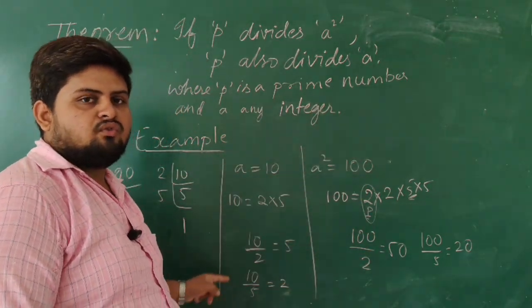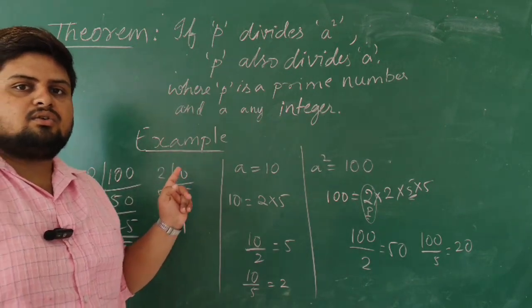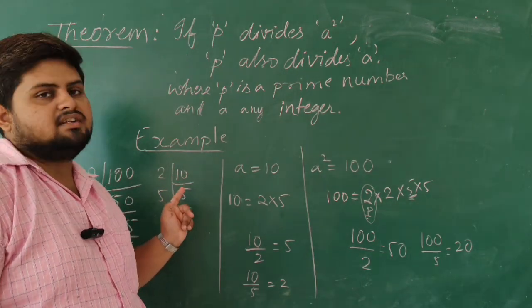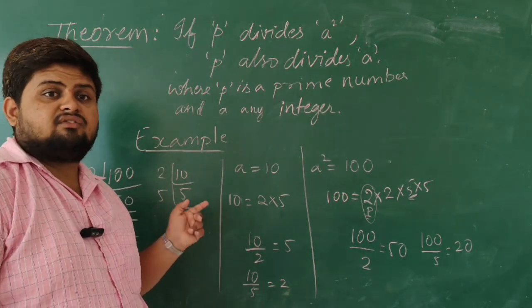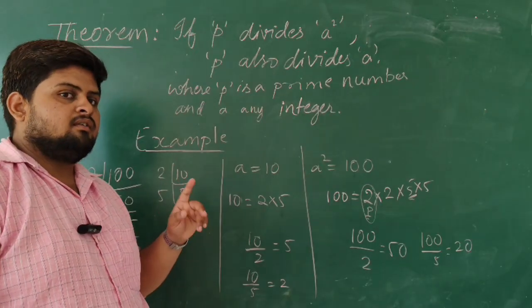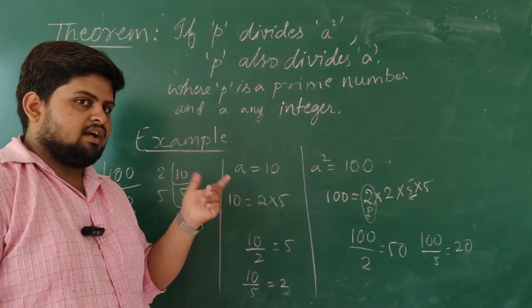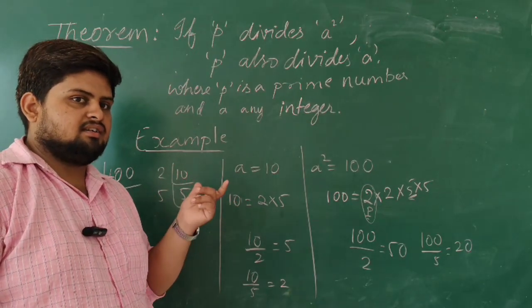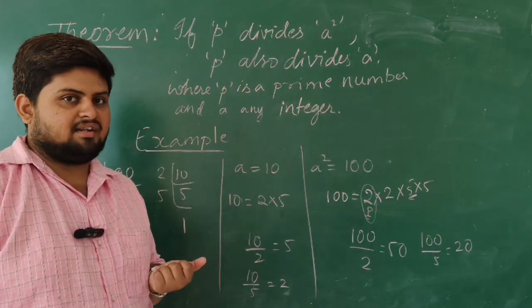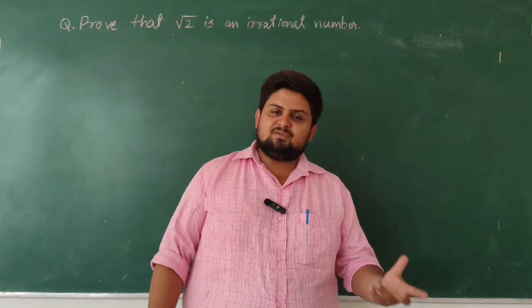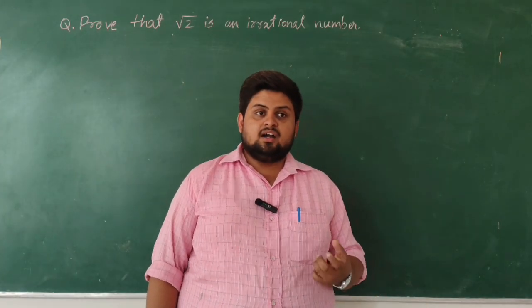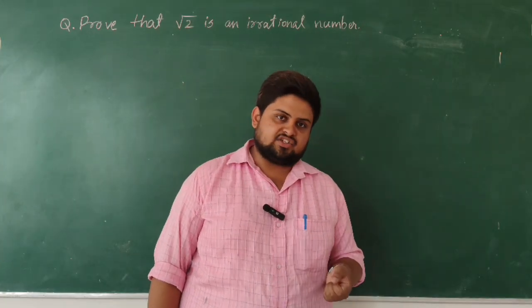This holds true for every integer that you see. You can check it for other numbers also. Check it for a few numbers and come back. Then we'll discuss how to prove that a certain number is irrational. Now let us see how we can prove a certain number is irrational.